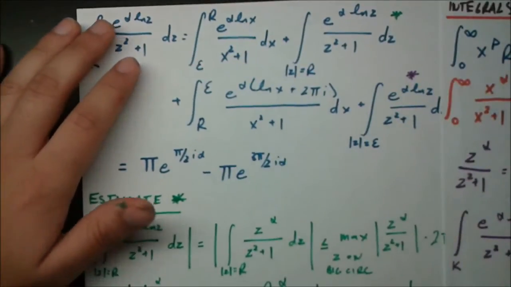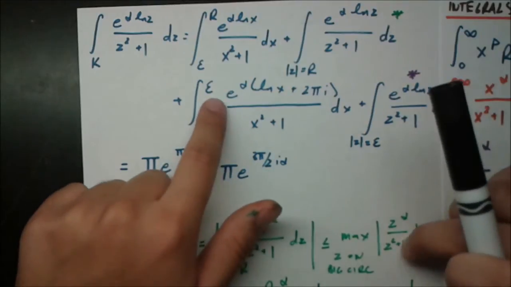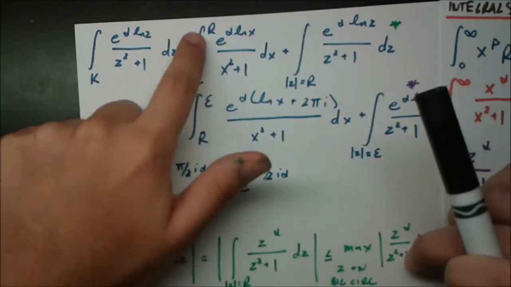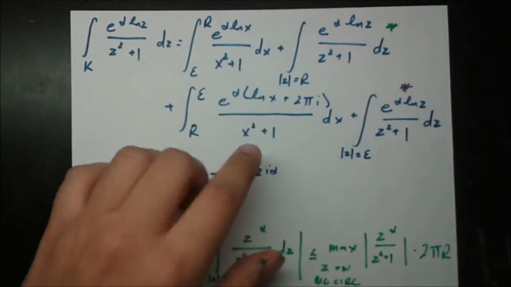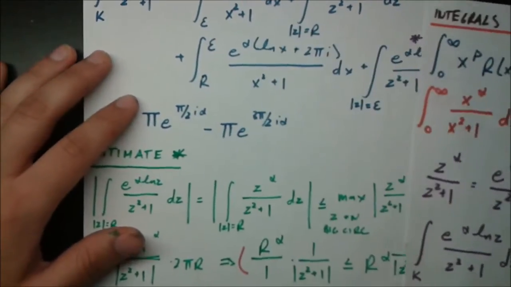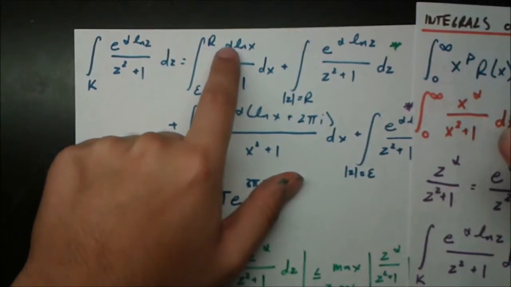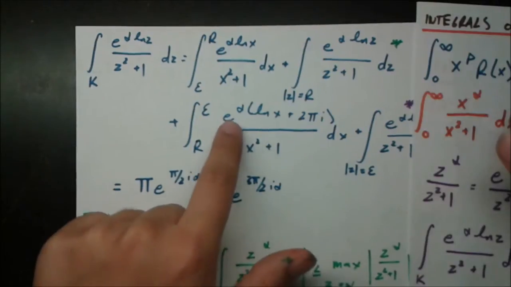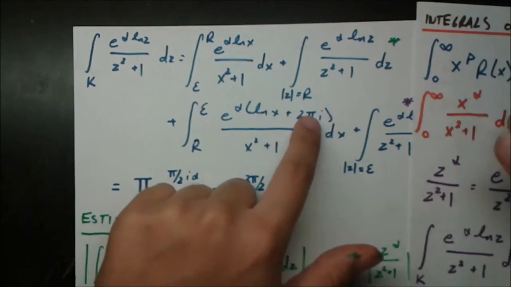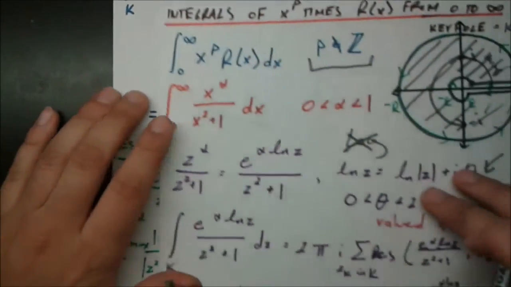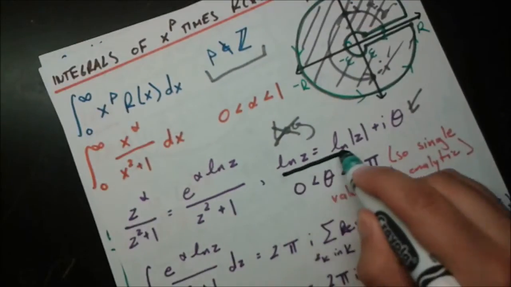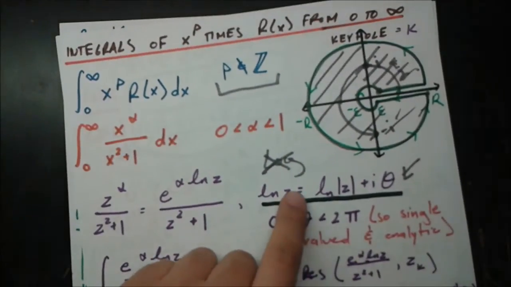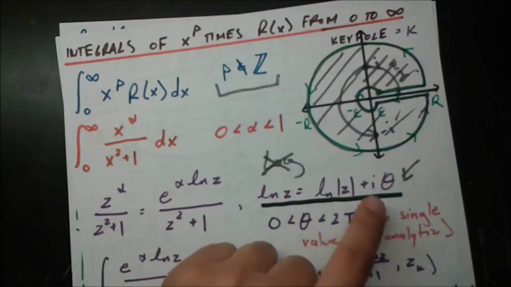Now the next part is traveling back from r to epsilon. So we're going to go from r to epsilon. Notice it's reversed here. And here's a little nuance that we need to clear up. So here I had e to the alpha natural log x. Here, why do I have e to the alpha natural log x plus 2 pi i? That's kind of weird. Well, the reason is because it goes back to this formula right here. Natural log z equals natural log of modulus z plus i theta.